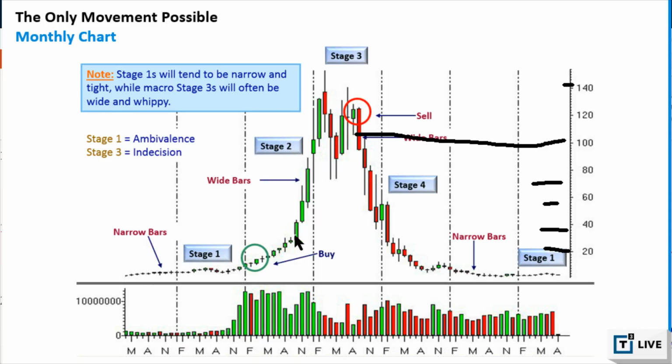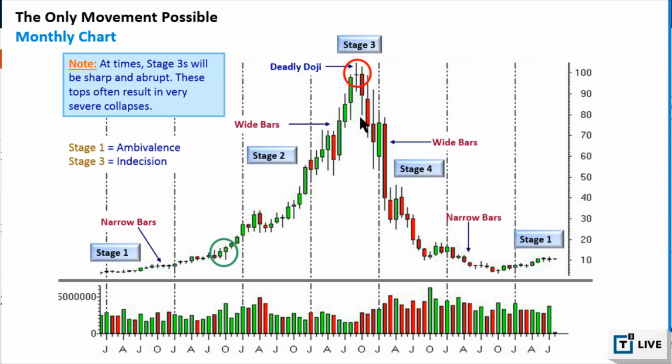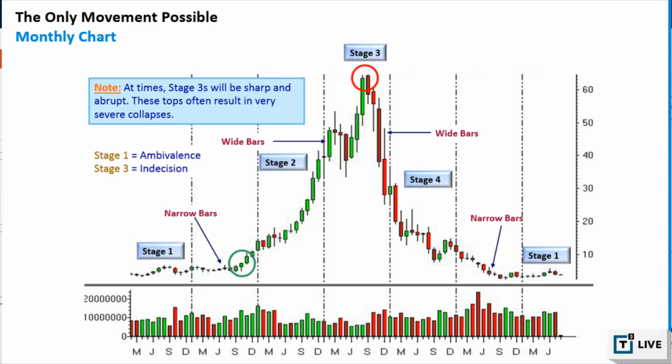So you want to be out. If it goes climactic, try and get out at the top. If it doesn't go climactic and it pivots or rolls over, then get out just under the prior bar's low. You'll capture 90% of the move still. Okay? More of the same.